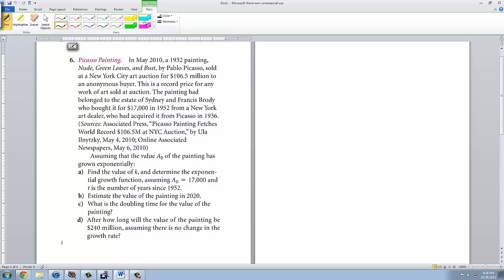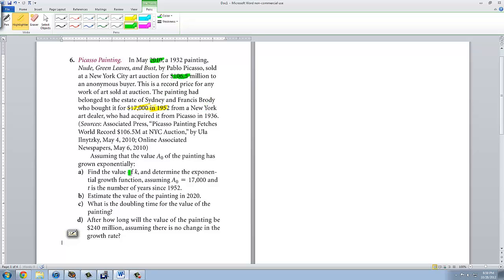Well, first of all, this is quite an exponential growth because it was only 17,000 in 1952, where in 2010 it was 106.5 million. That's quite a jump. So this is not only exponential, this is very exponential.